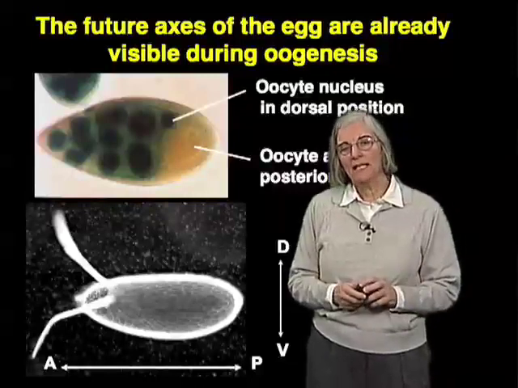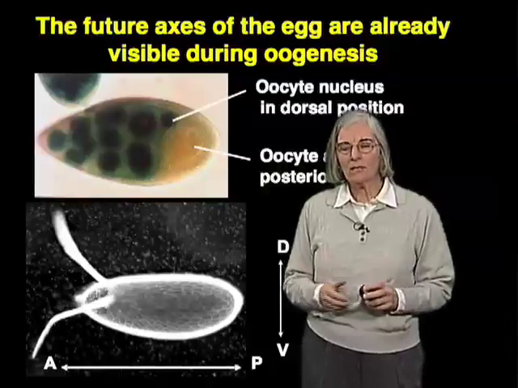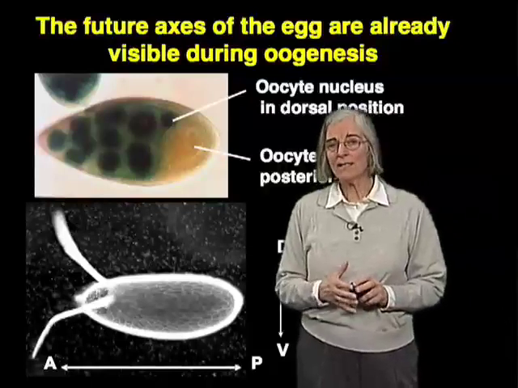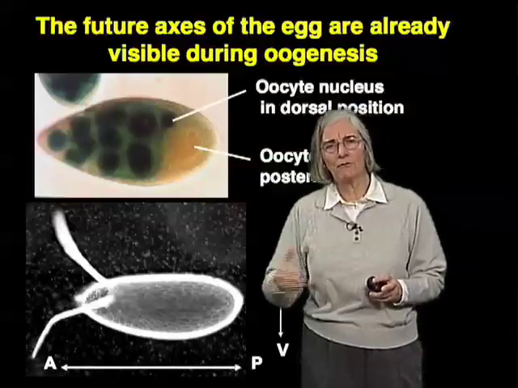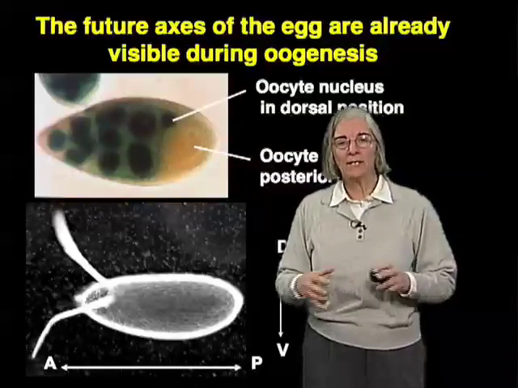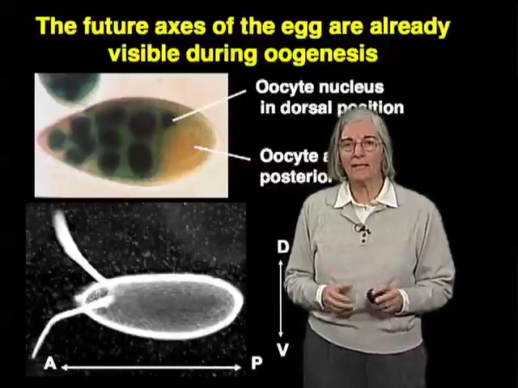Now, how can we find out the underlying molecular processes that establish these asymmetries, and how can we understand how the follicle cells know where the anterior and posterior end of the egg are going to be?